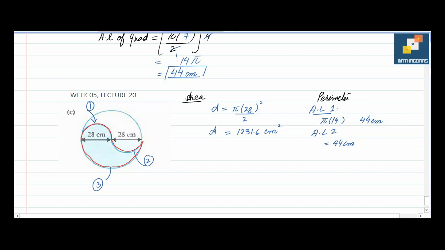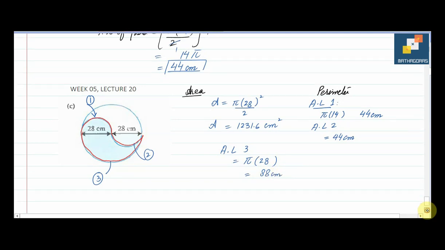And if you talk about arc length 3, now it will be different, because this semicircle is a bigger one compared to the previous two. The working formula is the same, pi r, but the radius has changed. Now the value of radius is not 14, it will be 28. So it's 28 pi, that means 88 centimeter.